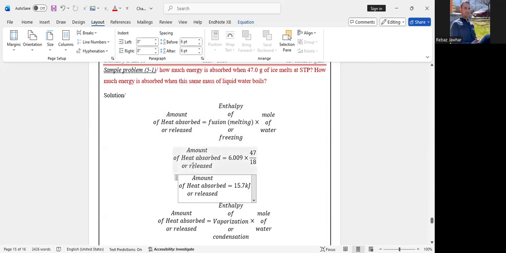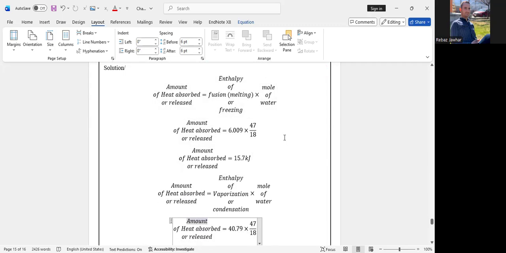Then the amount of heat absorbed or released is equal to 6.009 times 47 divided by 18, which equals this amount. This is the first part of sample problem 5.1. Second part: how much energy is absorbed when the same mass of liquid boils? When it says the same mass, it means use the same amount of water to find the moles.